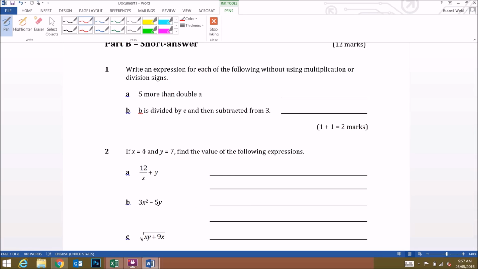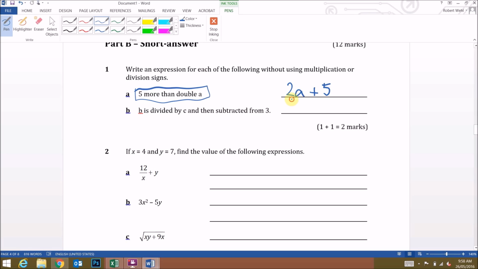So let's have a look at the short answer. Question 1 says, write an expression for each of the following without using multiplication or division signs. The first one here says 5 more than double A. Well, we know that double A is going to be 2A, and 5 more than that is going to be adding 5 to it. So that's the first one.